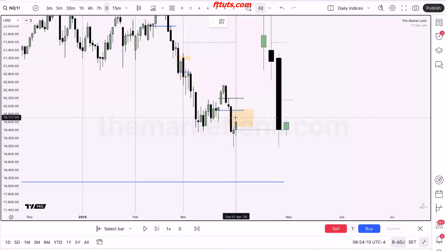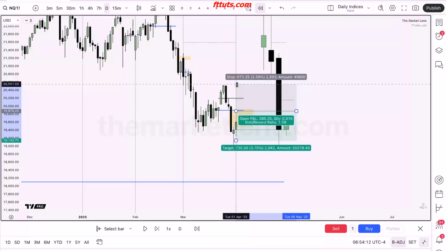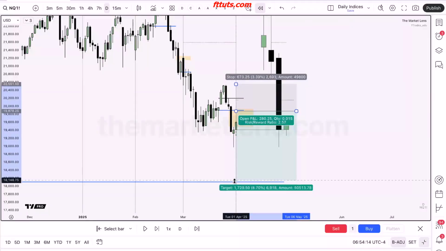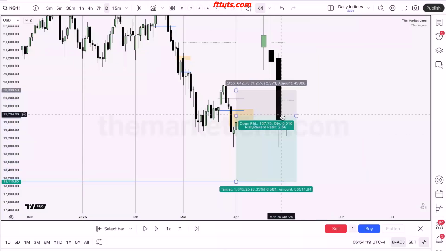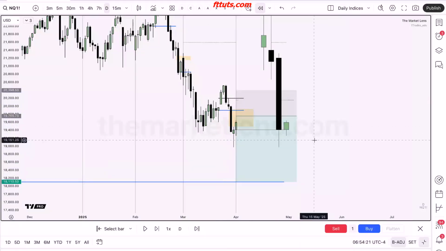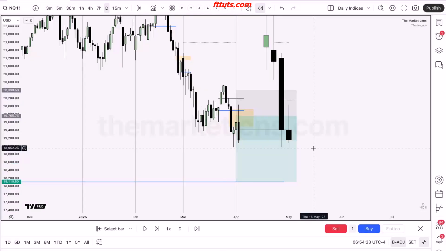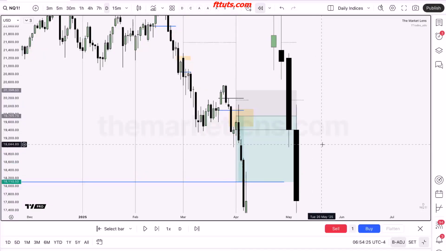So I could look to take an entry anywhere in here. I stop either on this high, like so, or I could even take an entry a little bit lower with my stop, giving it room to trade into that fair value gap. So something like that, 2.56R, and there we go.